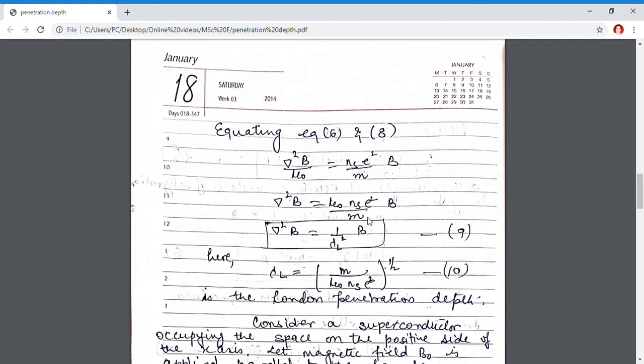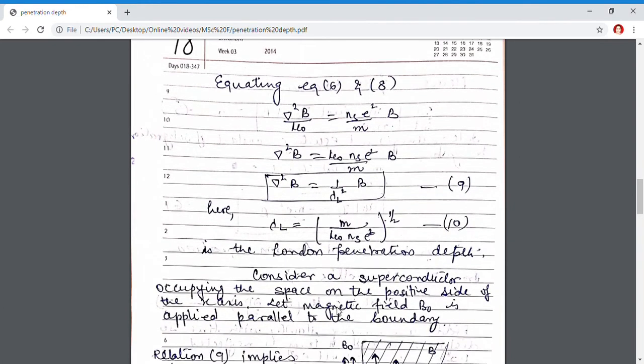Substituting this value, which is a constant factor, as mu 0 is constant, the density of superconducting electrons at a particular temperature will be constant, and e square and m are constant, I have put this value to be 1 upon lambda L square. I got the second order differential equation del 2 B is equal to 1 upon lambda L square times B. This lambda L, which is constant, is termed as the London penetration depth.